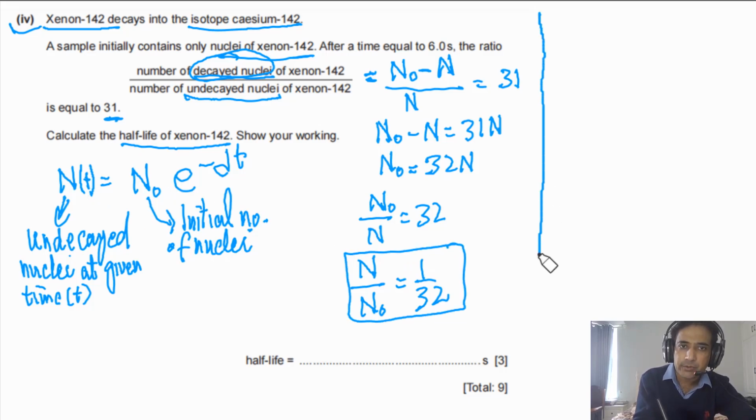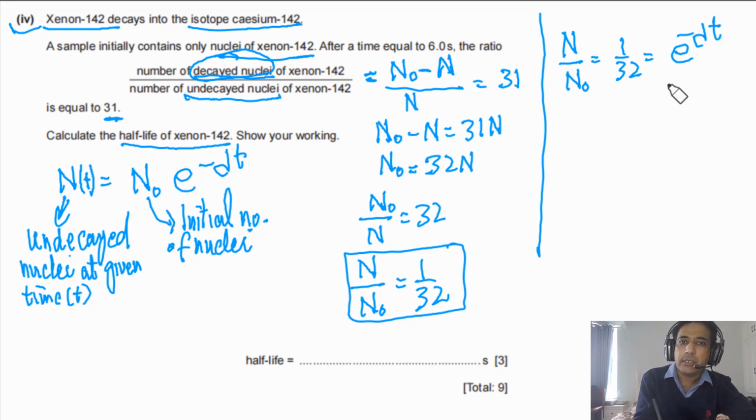So let me write it down here. We have N over N naught, that is equal to 1 over 32, and this is equal to e to the power of minus lambda t. Lambda is the decay constant. We need to calculate the half-life, so lambda will be equal to ln 2 divided by the half-life t1 by 2. So this is how you can calculate the decay constant.